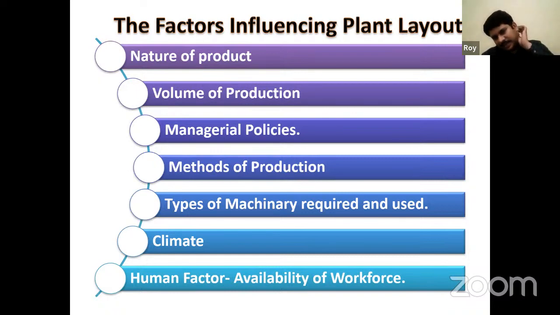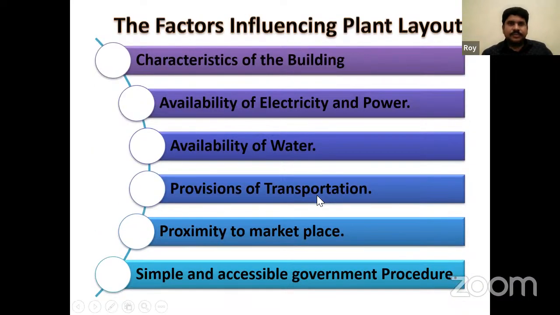Types of machinery required. Another one is the climate. Climate also matters a lot. And of course, the availability of the workforce also. Based on that, the layout will change. Another thing, characteristics of the building, how your building should be. Availability of electricity and power, right? Availability of water.